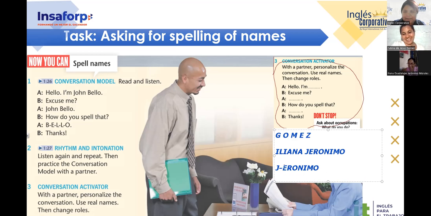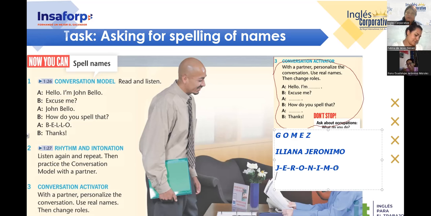Veamos. Sepárenla por letra, sepárenla por letra. J, E, R, O, N, I, M, O. Ok, ahora sí, está mejor.